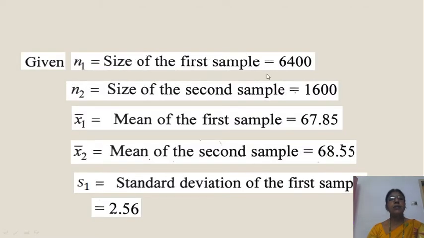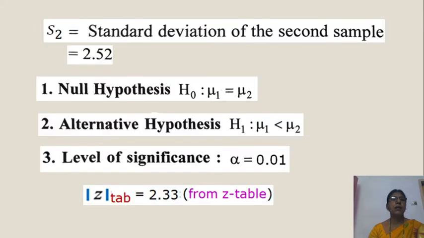Given: N1, the size of the first sample; N2, the size of the second sample, 1600; X1 bar, the mean of the first sample, 67.85; X2 bar, the mean of the second sample, 68.55. S1, the standard deviation of the first sample, is 2.56, and S2, the standard deviation of the second sample, is 2.52. Here we are given S1, S2, so we are going to change the formula.